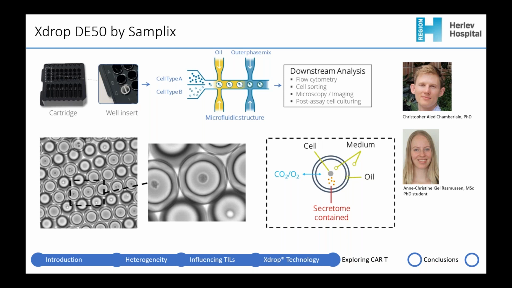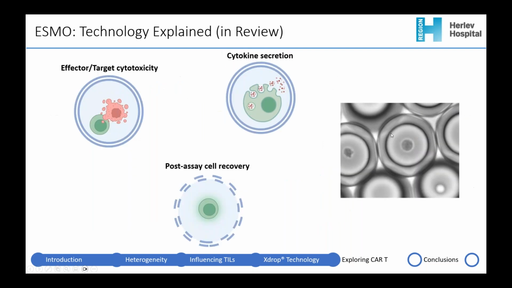Yes, so now I'll show some experiments that we've done with these and CAR T cells and TILs, and all of this work was done with the help of my colleagues, Chris and Anna Christine. So to demonstrate what we can do with the Xdrop, we have 3 main assays that we've done. So effector and target cytotoxicity assays, cytokine secretion assays, and post-cell assay recovery. And the really nice thing is it's not just one of these that you can do. You can really integrate any combination of these assays.